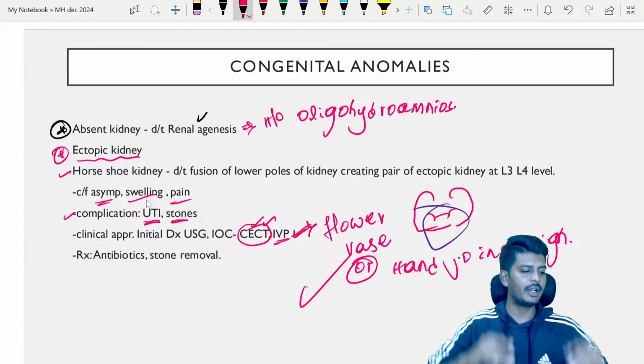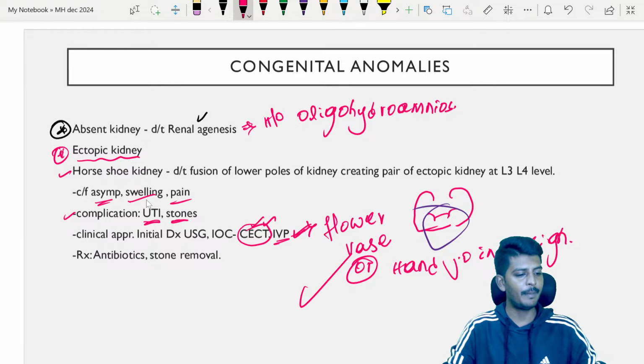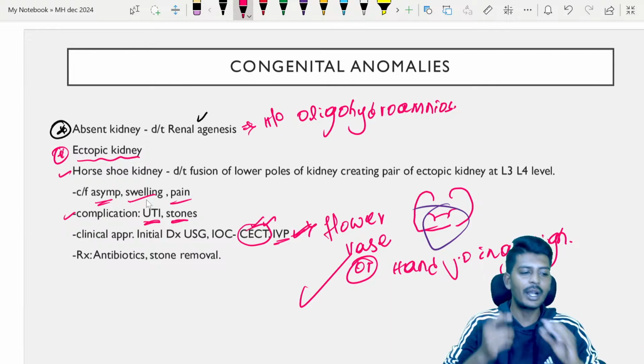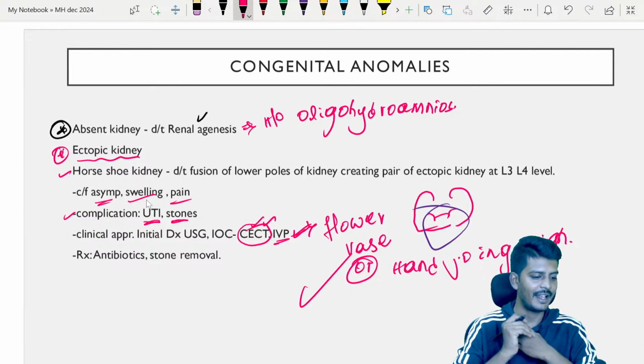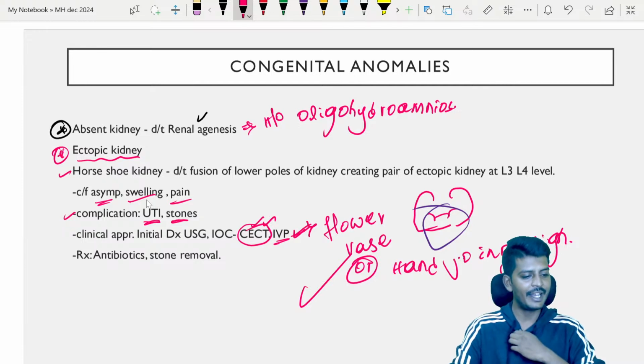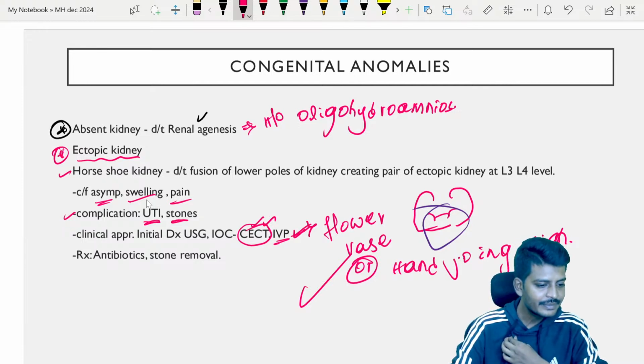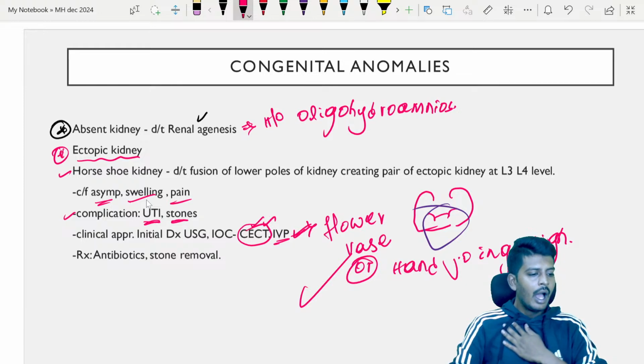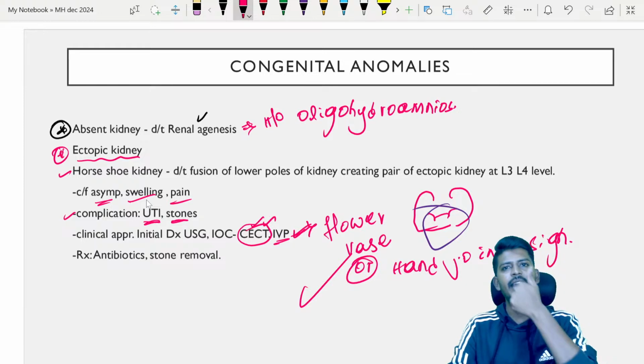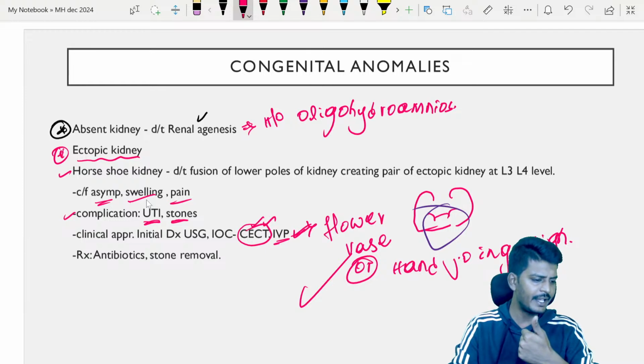Now the most important part, where everyone will fall into the trap: what is the treatment? Very good, hand joining is correct. Renal agenesis can occur as a result of ACE inhibitor use. Yes, possible. Even oligohydramnios also occurs.